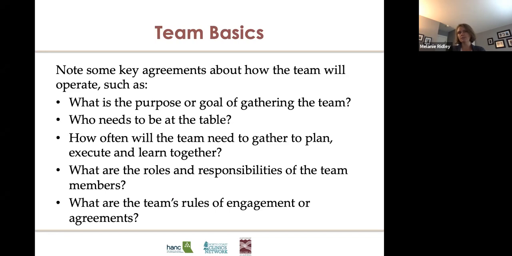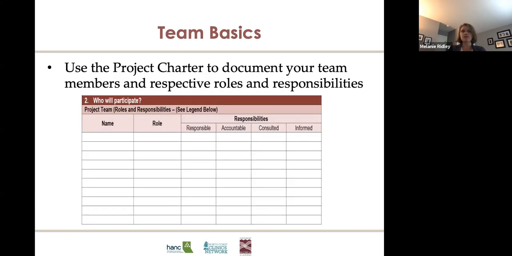What are the roles and responsibilities of the team members? And what are the team's rules of engagement or agreements? Setting those right at the beginning helps everyone to be comfortable in how this team is going to work. The project charter can be used as a central place to keep a lot of this information organized. And we shared a project charter template at the close of the ABCs of QI training session.